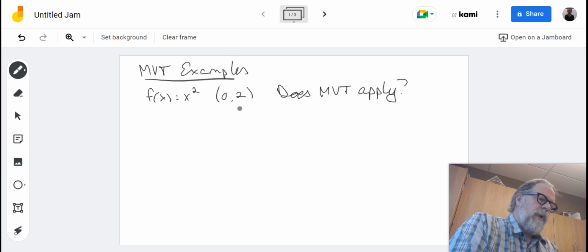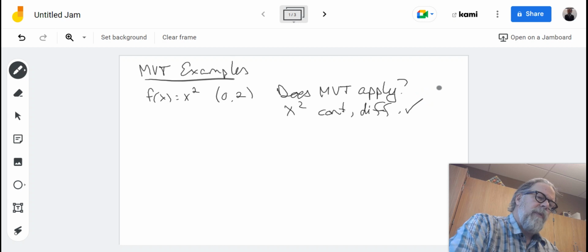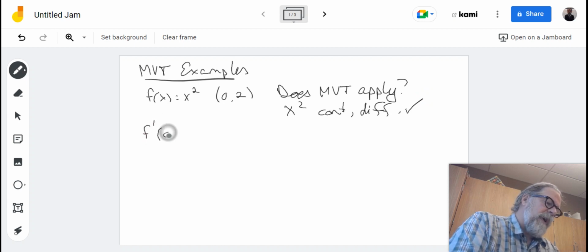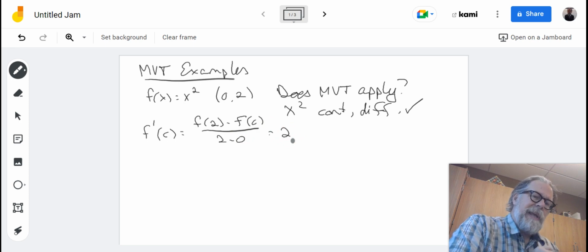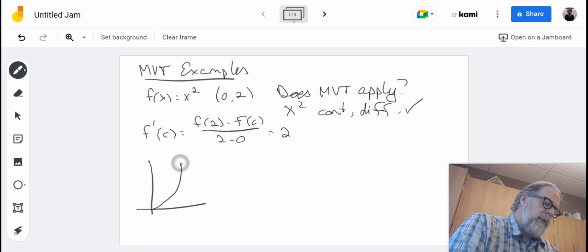So we know, first of all, that x squared is a polynomial and therefore it is continuous and it is differentiable. So yes, the mean value theorem applies. And therefore, there must be some value of c such that f prime of c equals f of 2 minus f of 0 over 2 minus 0. Well, that's 2. There must be some point on that parabola in the interval 0 to 2 where the slope equals 2.